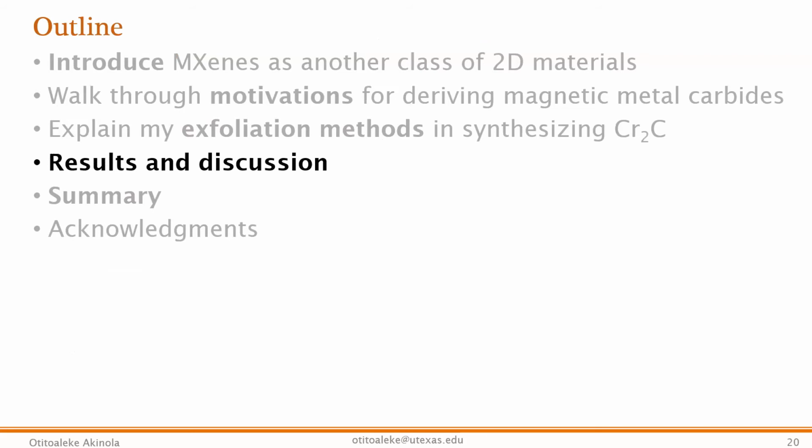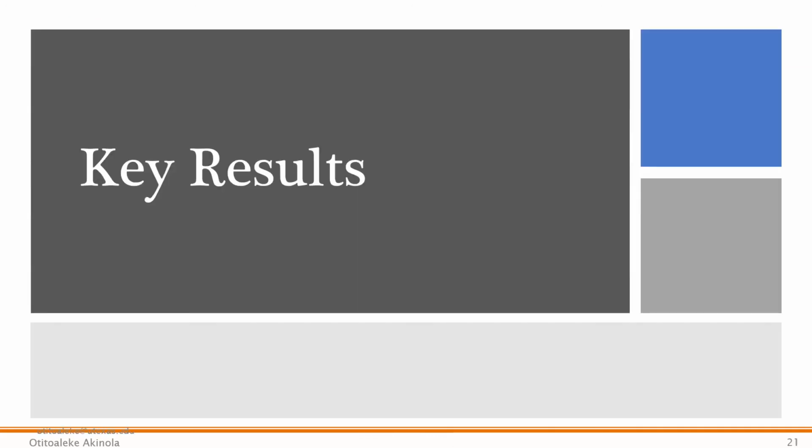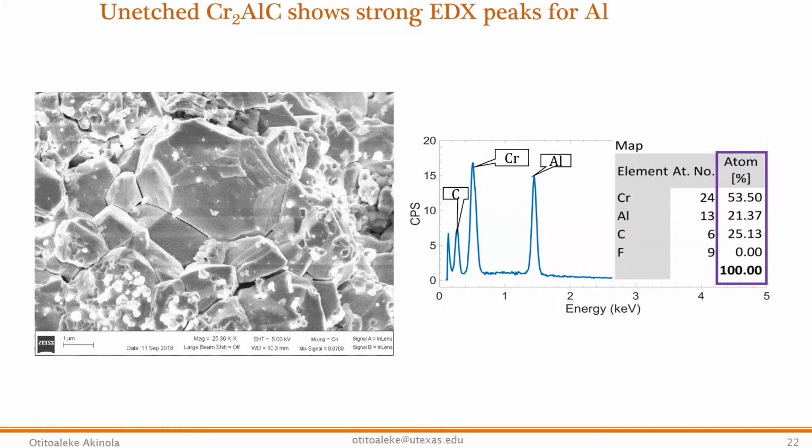Now let's move on to the major results and discuss them. To have something to compare this with, I started with the bulk MAX chromium aluminum carbide and did the EDX characterization. From here you can see that the aluminum peak is strong, the aluminum signal is strong, and we want to reduce this aluminum signal significantly. This will show us a successful etch.